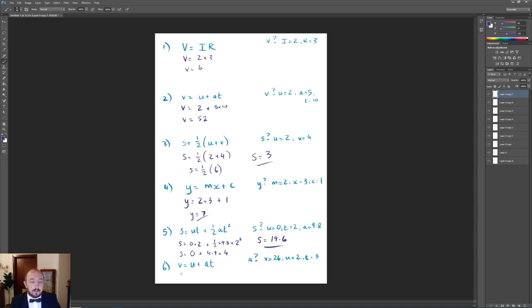For the last one, V, we have 26 equals U plus A times T, so T is 3, 3 times A. So I'm doing 3 times A instead of A times 3. It doesn't matter which way around you do that, but we should write the number first. So if I just rewrite that as 26 equals 2 plus 3A, we're going to subtract 2 from both sides. We get 24 equals 3A, divide both sides by 3, and we get A equals 8.